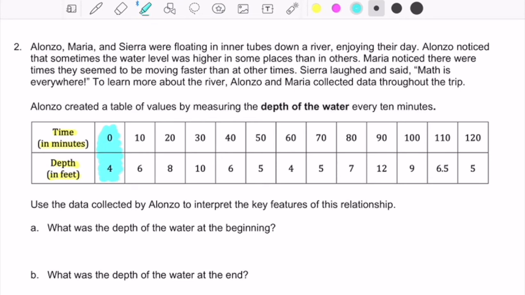So the first question asks us what was the depth of the water at the very beginning. When time equals 0, it looks like the water was 4 feet deep. The next question asks us what was the depth of the water at the end. And based on the information that's provided to us in the table, it looks like their trip was about 2 hours long, right? So 120 minutes. And so at the end of their trip down the river, the water level was 5 feet.